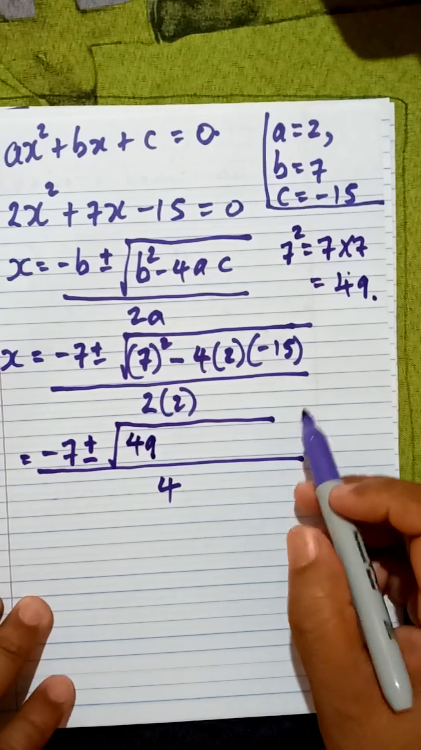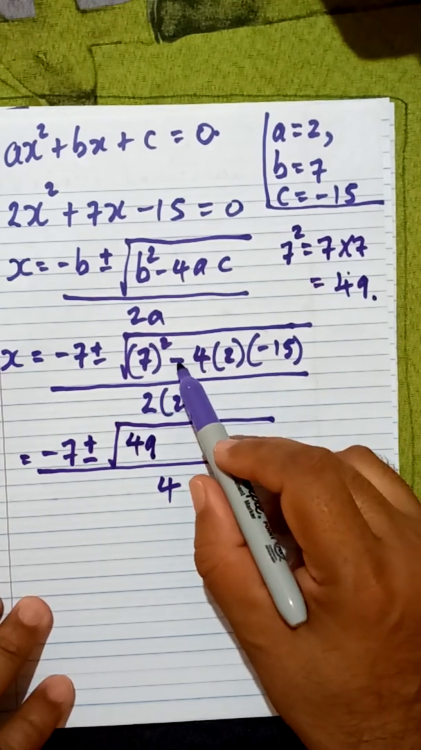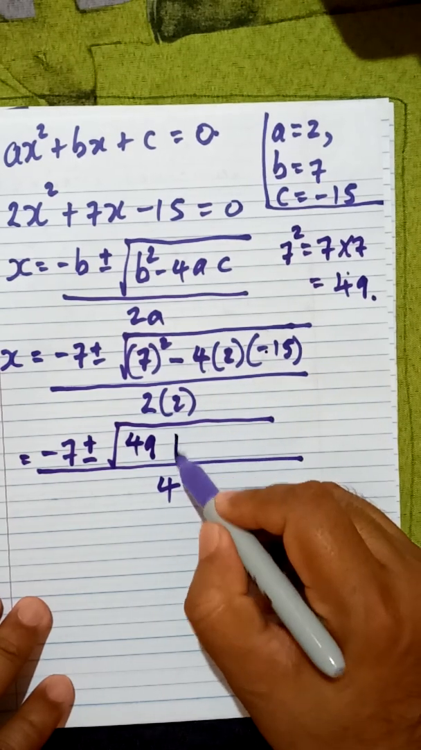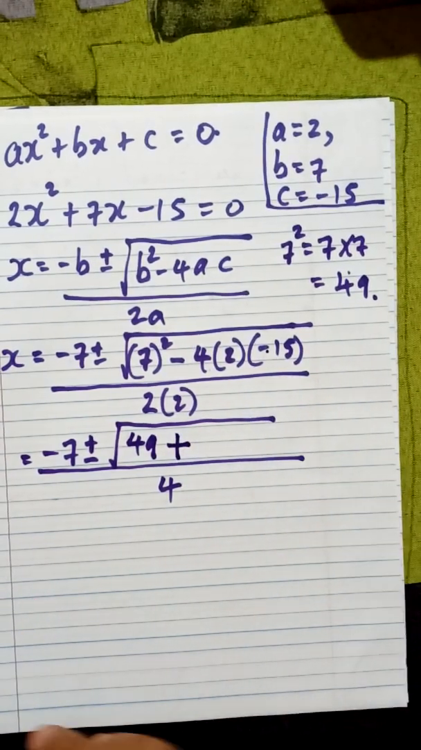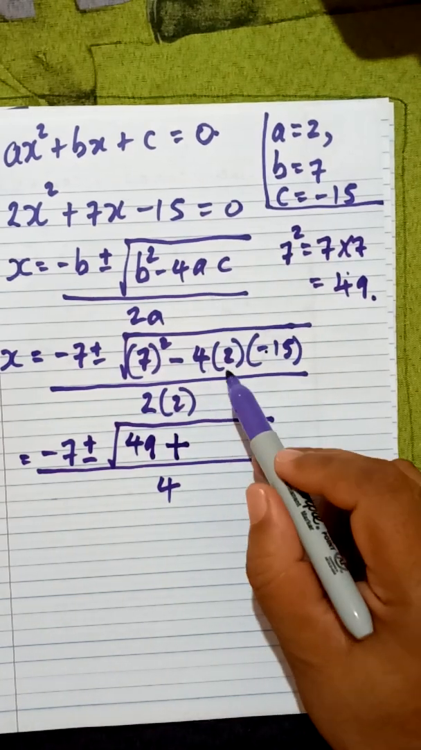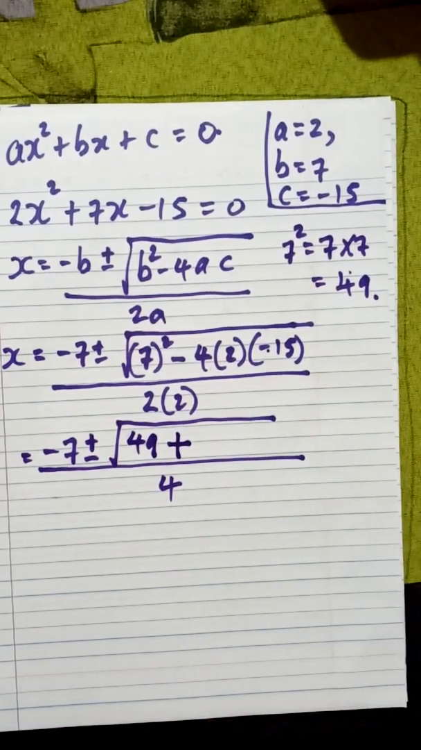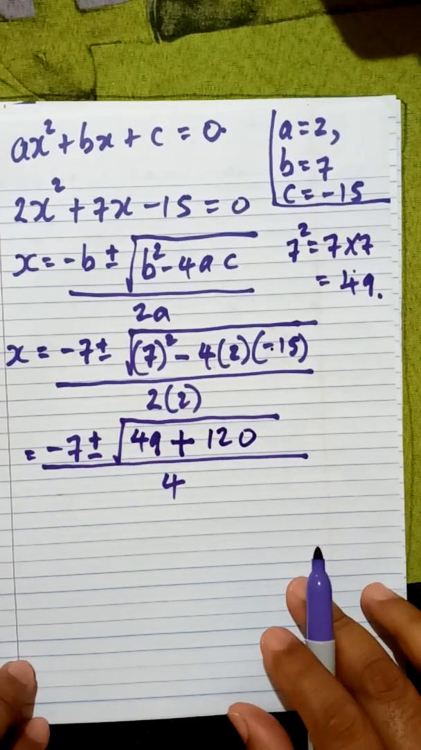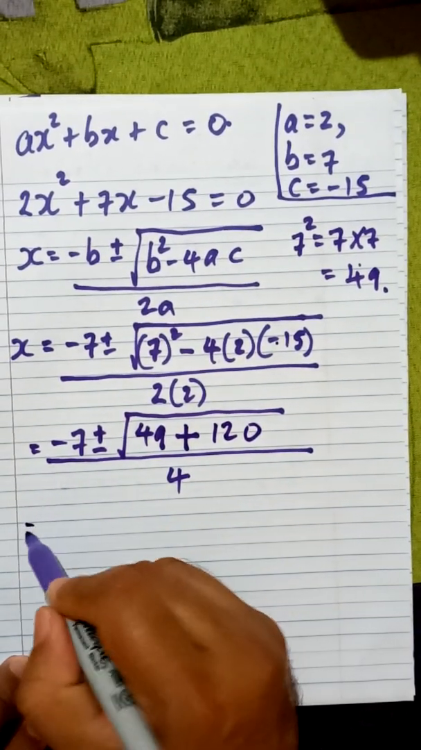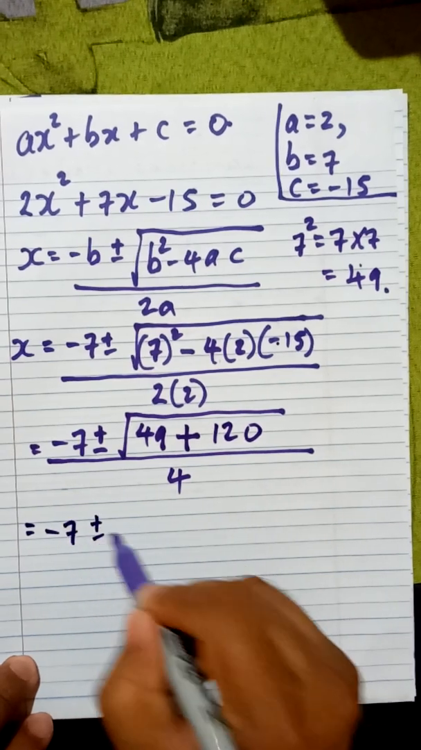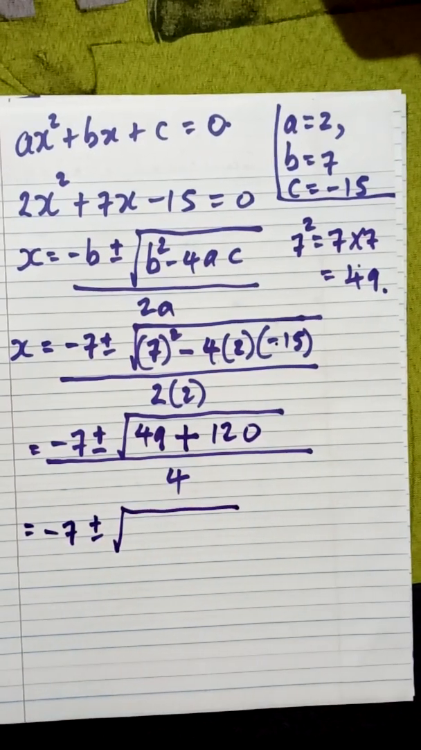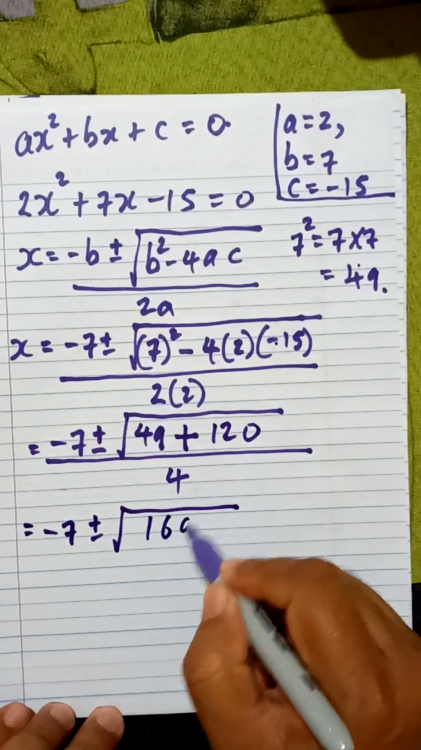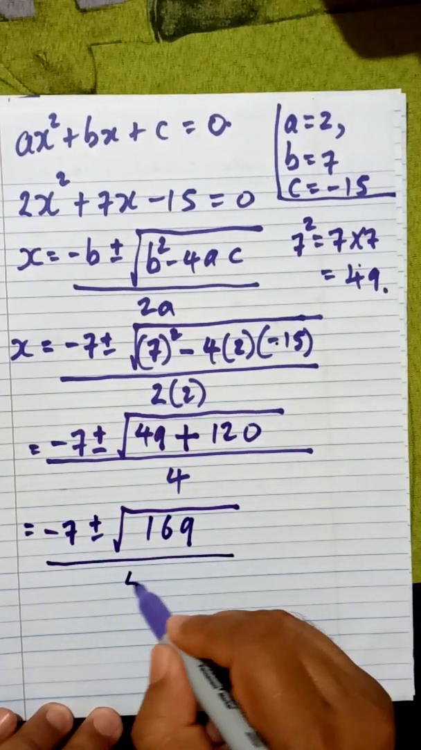Now, notice right here, we have 2 negatives. And when we're multiplying 2 negatives, we will get a what? A positive. So we're going to multiply 4 times 2 times 15, which will give you 120. Continuing, we have negative 7 plus or minus the square root of 120 plus 49, which gives you 169, all over 4.